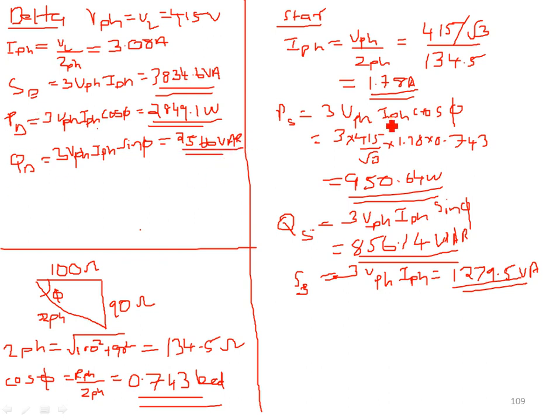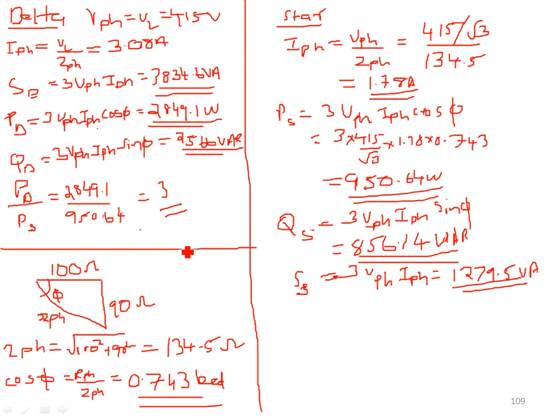Now, if you take the ratio of power in delta and power in star, P delta by PS, that is equal to 2849.1 divided by 950.64. That is exactly equal to 3. So, hope you have understood the derivation part also.